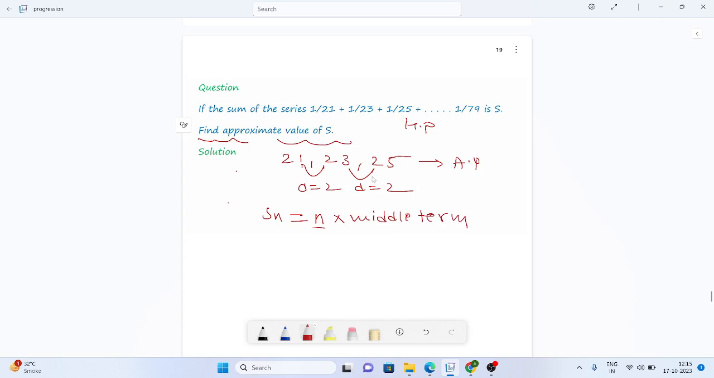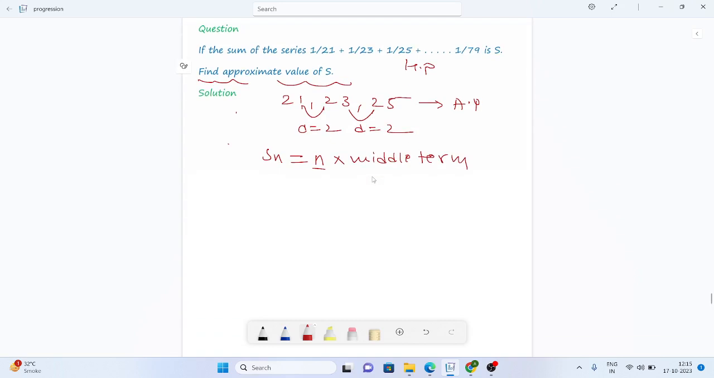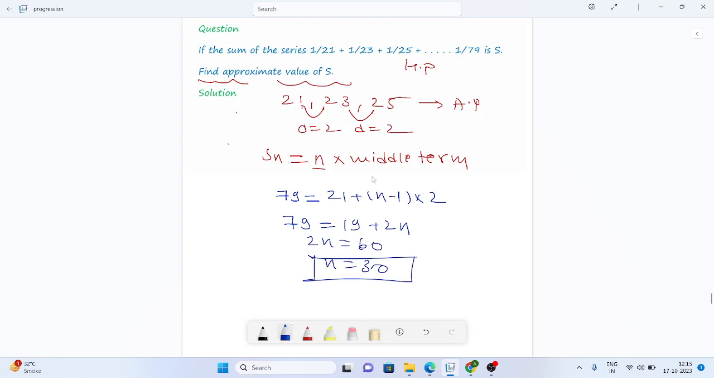For n we use the formula of AP. So I put 79 as the nth term, 21 as the first term, and (n minus 1) into 2. When you calculate this, you get n equal to 30. So it is an even number of terms, right?